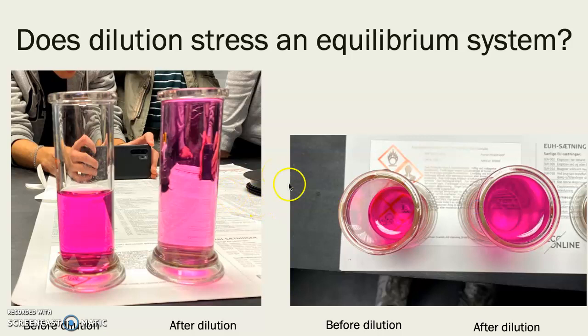So does dilution stress an equilibrium system? The cylinders here are filled with potassium permanganate. Before dilution, it looks purple, and this one is also before dilution, they look like the same color, purple. But if we look after dilution, it becomes a little bit more pink, but after dilution seen from the top, it looks the same as before dilution. And it does that because we look through the same number of molecules.